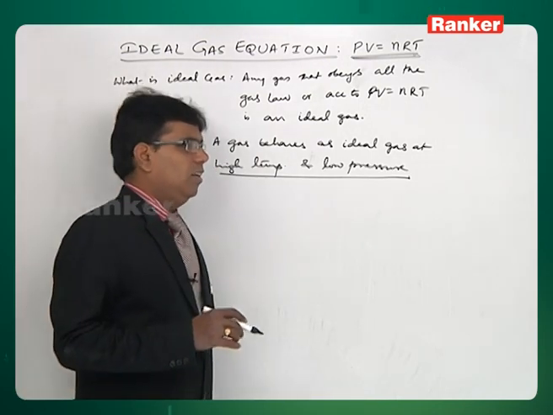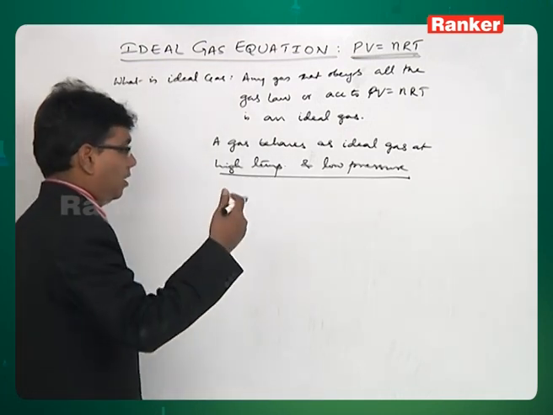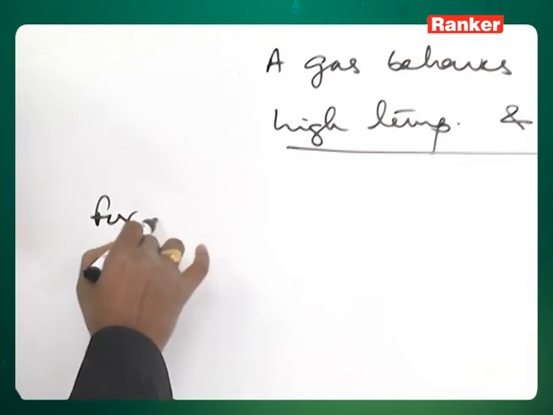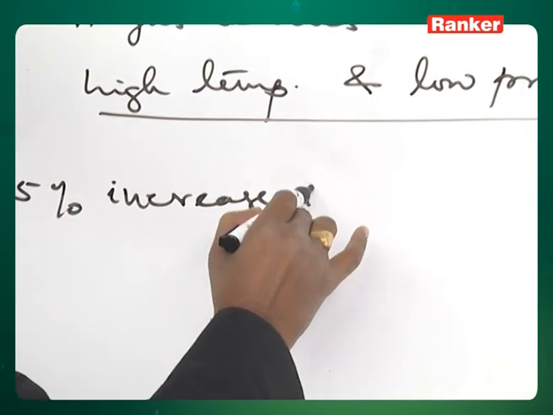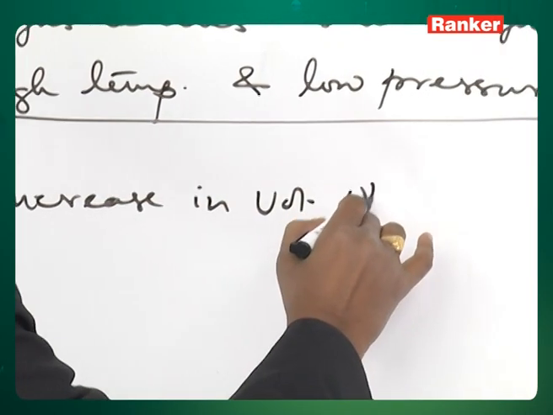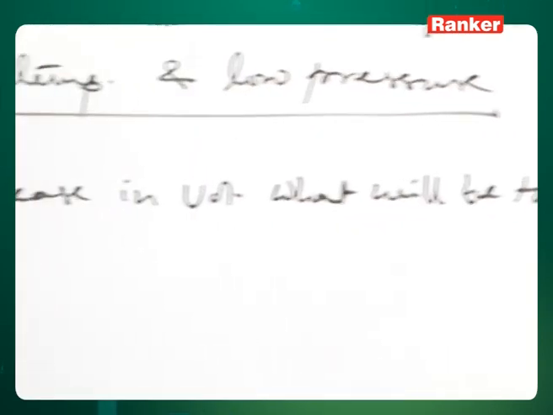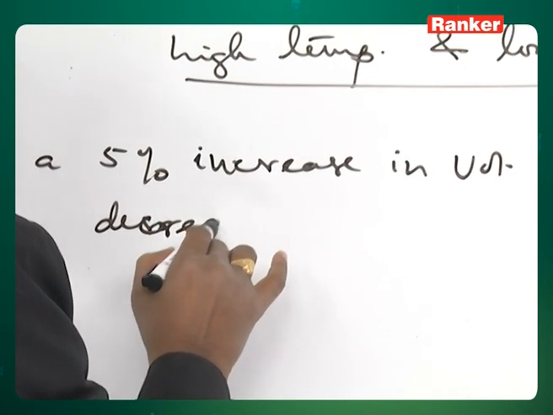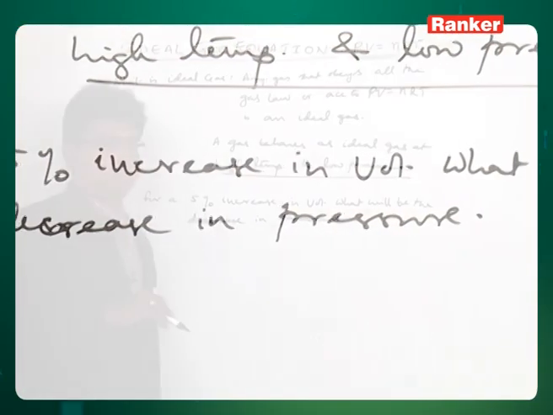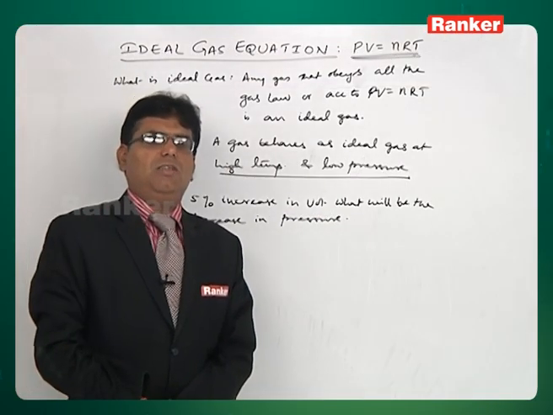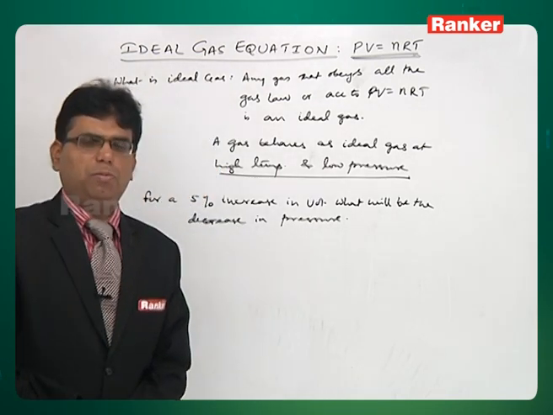Then here the questions are that, generally the question asked will be, for a 5% increase in volume, what will be the decrease in pressure? This is one famous question, because normally what we say is P is inversely proportional to volume. We told that with increase in pressure volume decreases, or with increase in volume pressure decreases.